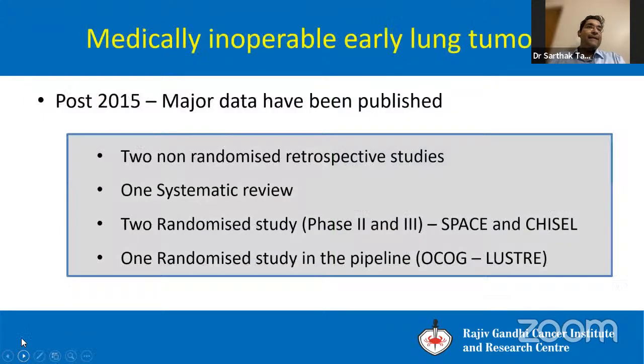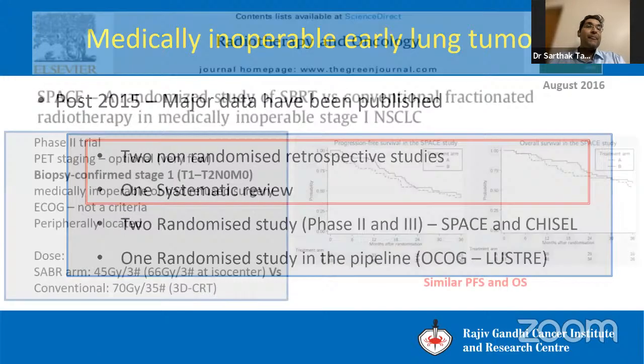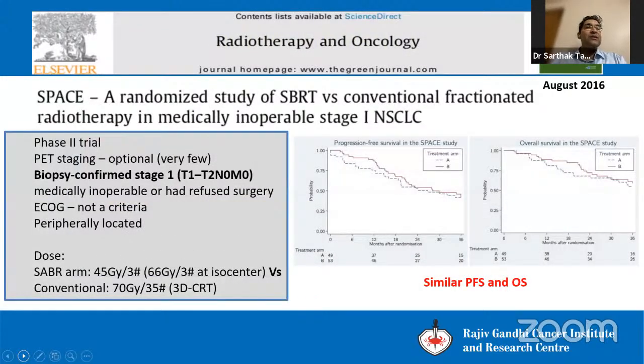So this is the major data that I was talking about in medically inoperable. We had 2 non-randomized retrospective series and 1 systematic review, but none of them suggested level 1 evidence until the presentation of CHISEL. This was the first phase 2 trial, SPACE, comparing SABR versus conventional RT. They showed that SABR probably is better, with better toxic effect, but none of the survival advantage that we were looking for. But this trial had a lot of issues, and we moved on to phase 3.